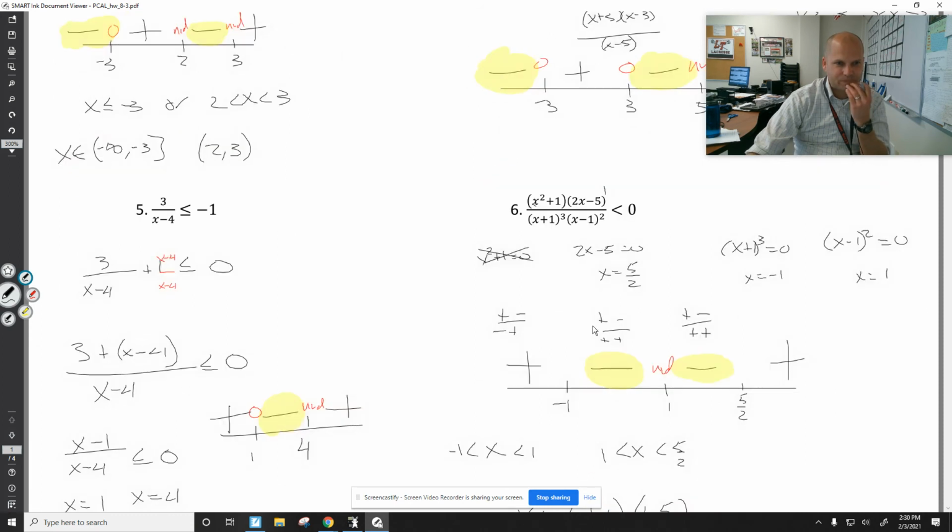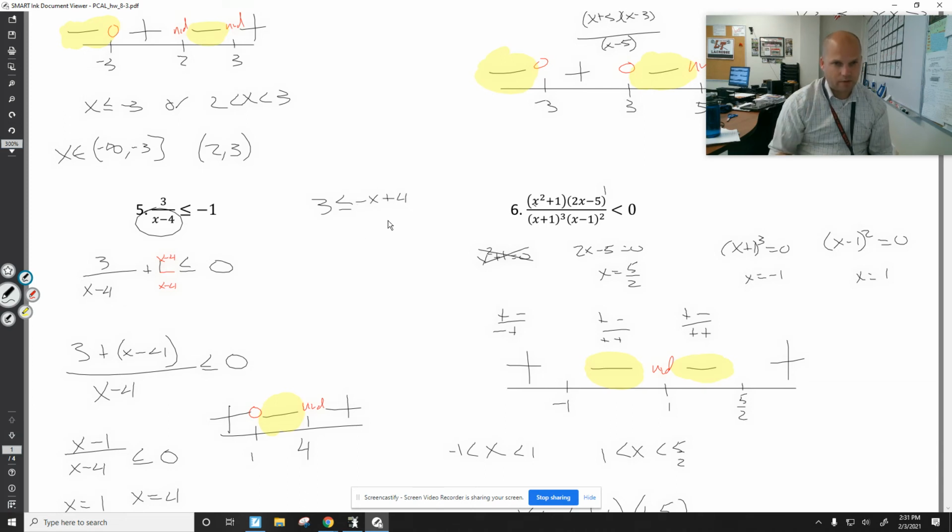Let me show you. This 4. Okay, 4 is important because it's where the denominator equals 0. We can change signs with that. But you can multiply both sides by x minus 4. You get negative x plus 4.